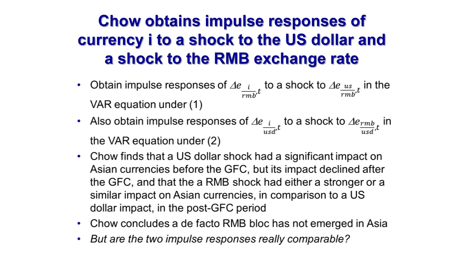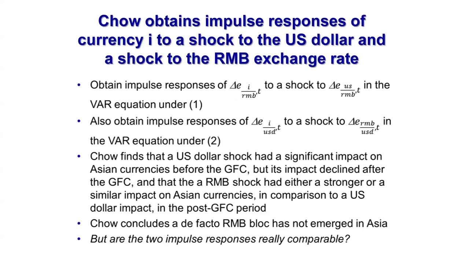And then she finds that a US dollar shock had a significant impact on Asian currencies before the global financial crisis, but its impact declined after the global financial crisis. And a renminbi shock had either stronger or similar impact on Asian currencies in comparison to a US dollar shock in the post-global financial crisis period. And then she concludes that a de facto renminbi bloc has not emerged in Asia.